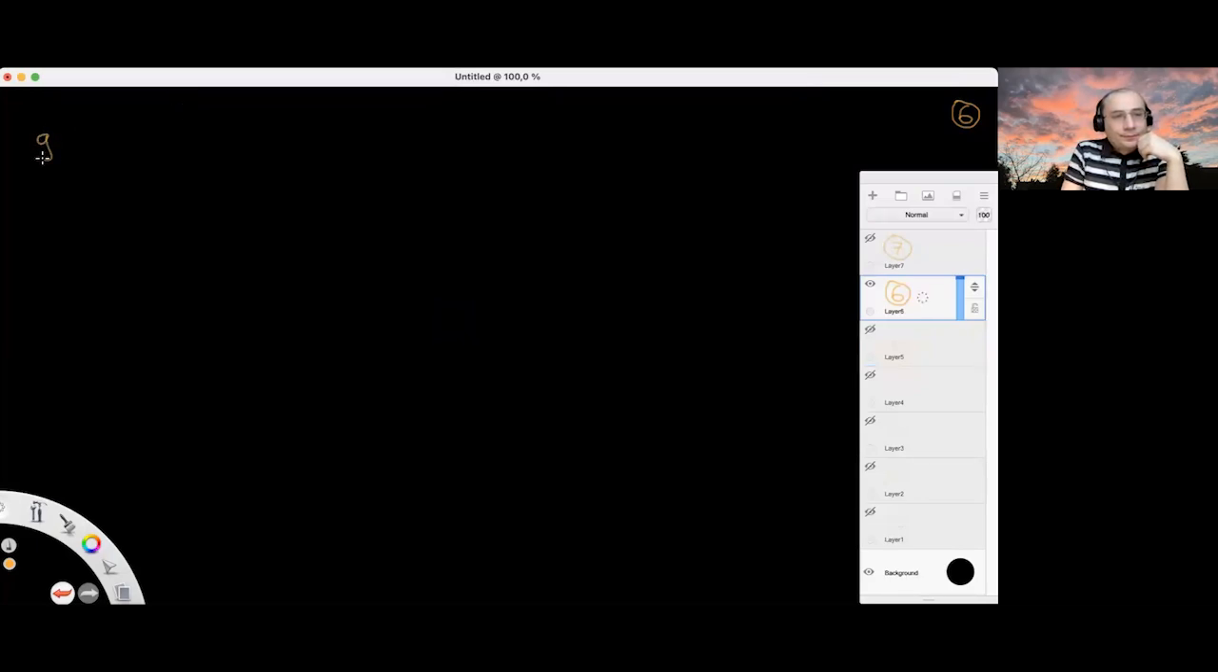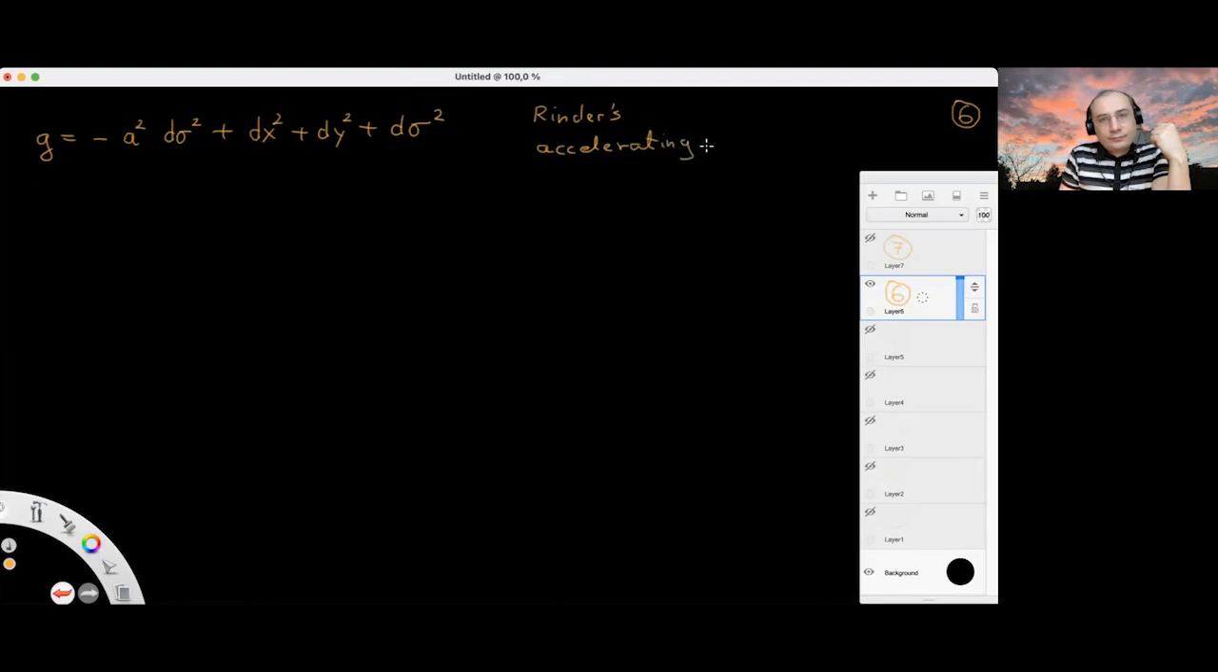So if you remember, we showed at some point that it is possible to define a coordinate system on the Minkowski space in which the line element takes the following form, with a squared sigma squared. That's the Rindler accelerating coordinates. Since this is just accelerating coordinates in Minkowski, we are looking at a flat spacetime in disguise.